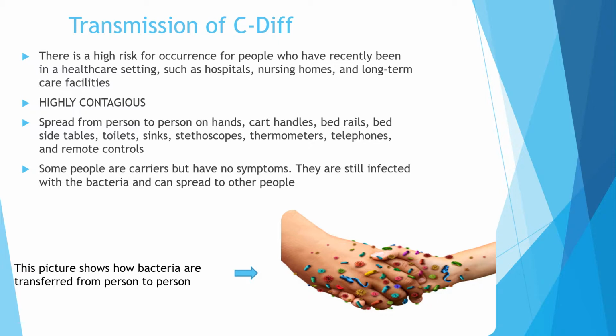This dangerous pathogen is spread from person to person on hands, cart handles, bed rails, bedside tables, toilets, sinks, stethoscopes, thermometers, telephones, and remote controls. It can be spread everywhere. Some people are carriers but have no symptoms, yet they are still infected with the bacterium and can spread it to other people. The picture you see there on the right shows how many germs and bacteria can be spread from a simple handshake.